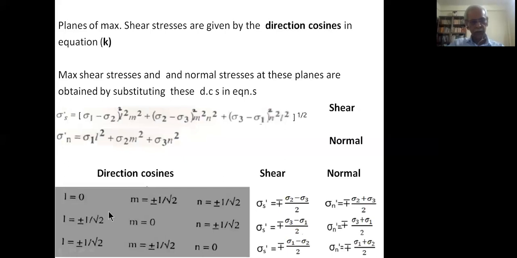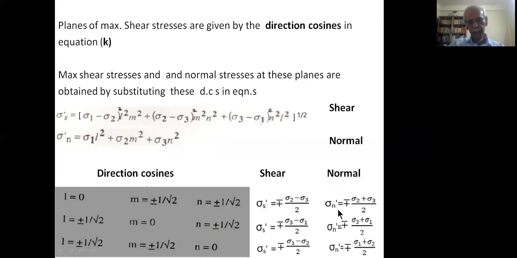If L equal to 0, M equal to plus minus 1 by root 2, N equal to plus minus 1 by root 2, and you put it here, you will get sigma S dash equal to plus minus (sigma 2 minus sigma 3) by 2, and sigma N dash, which is the normal stress, equal to (sigma 2 plus sigma 3) by 2. So shear stress is plus minus (sigma 2 minus sigma 3) by 2, and normal stress is (sigma 2 plus sigma 3) by 2. That is also very simple from 2D.